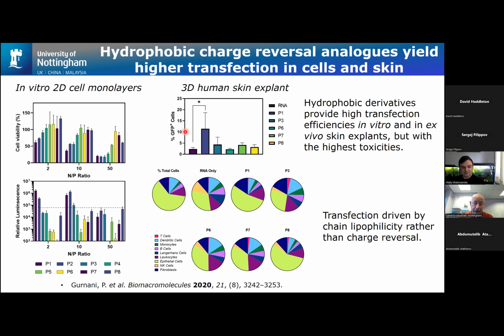But this number here is kind of interesting because the percentage of cells that were transfected was about 10–12%. Now that doesn't seem very much, but that's actually quite a lot higher than one often gets with lipid RNA nanoparticles in terms of percentage of cells transfected.